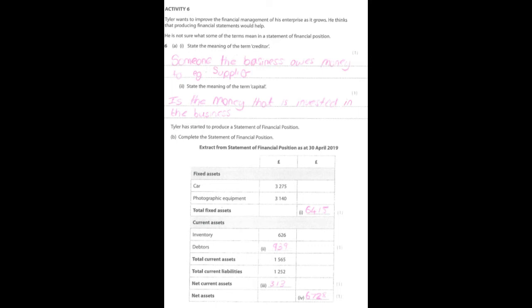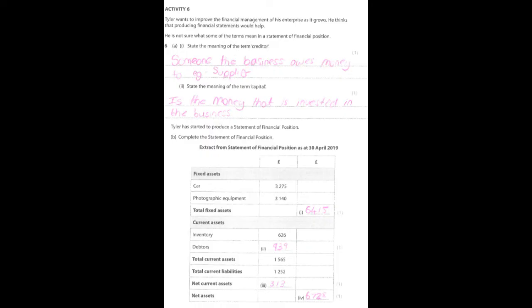Now we get the bit where you need to work out your net current assets. Now your net current assets is calculated by doing your current assets take away your current liabilities. Now what that means is, remember, liabilities and current liabilities are debts that you need to pay within a year. A liability is somebody you owe money to, so it's something you're responsible for. Current means within a year. So when it says net current assets, it basically means how much money have you currently got available, so you have to take away your current liabilities from your current assets.